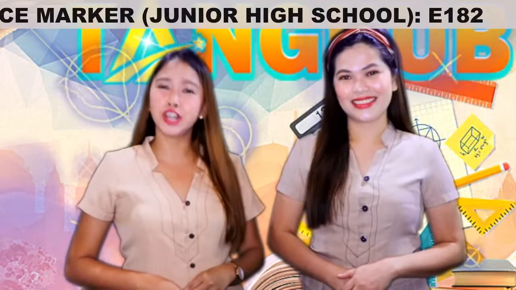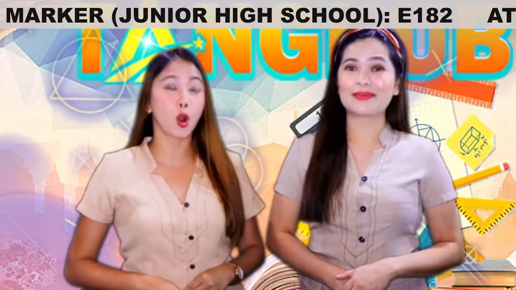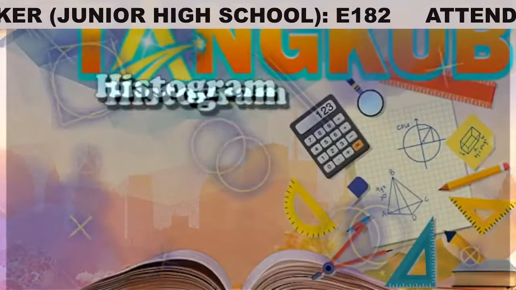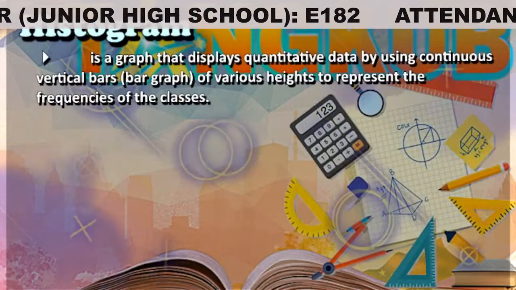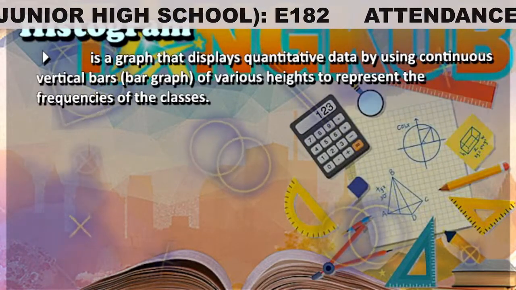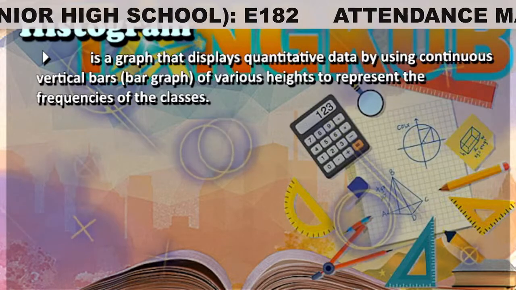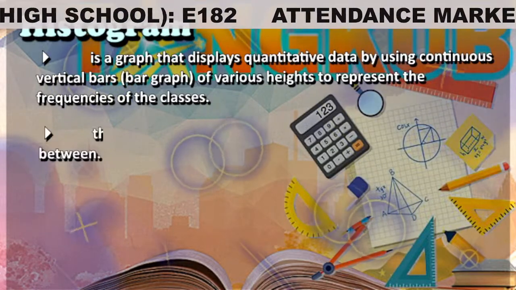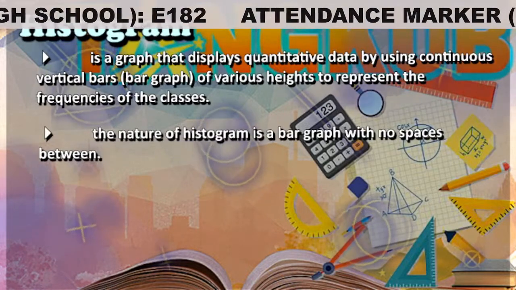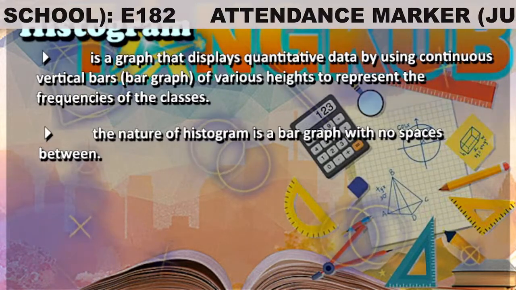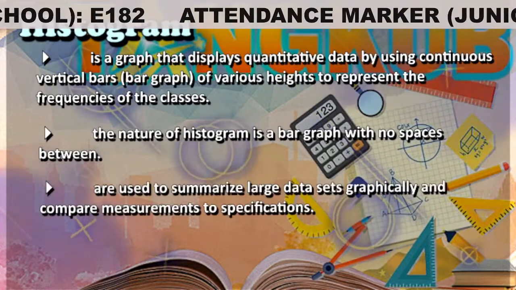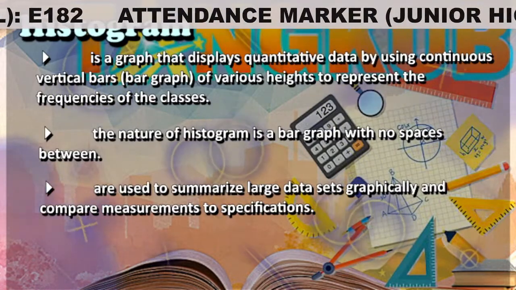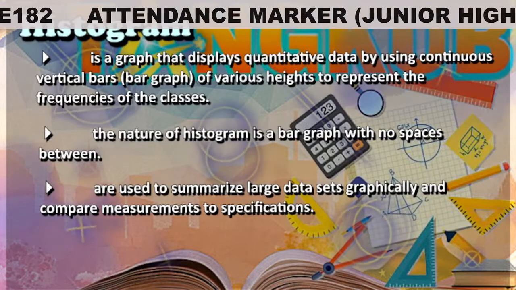Now, let us proceed to another graphical representation for organized data, the histogram. A histogram is a graph that displays quantitative data by using continuous vertical bars, or the bar graph, of various heights to represent the frequencies of the classes. The nature of a histogram is a bar graph with no spaces between. Histograms are used to summarize large data sets graphically and compare measurements to specifications.